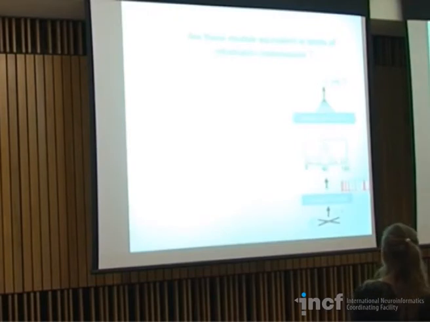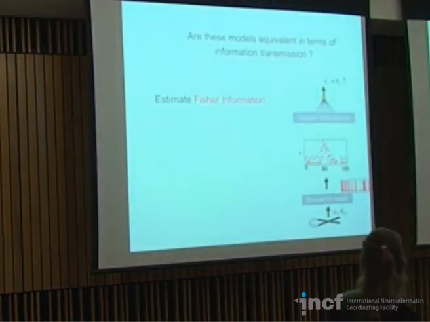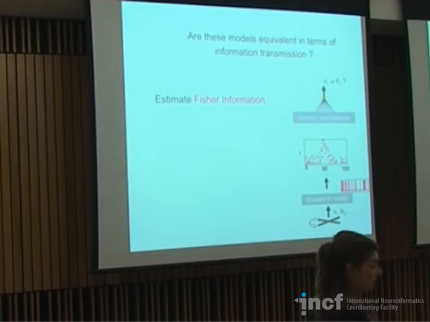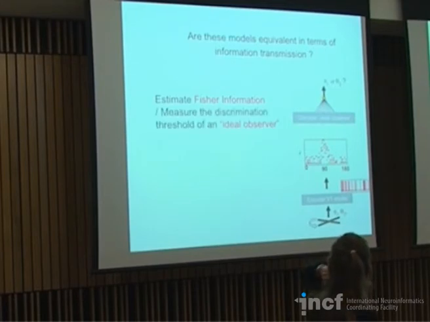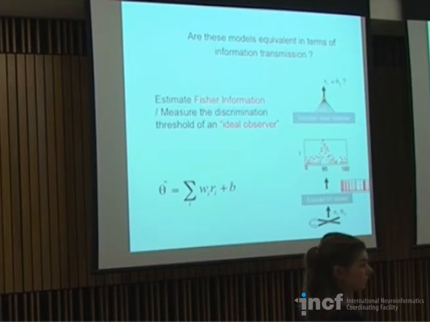Yeah, so the question I've asked is whether these models were equivalent in terms of information transmission. So what I've done is I've done this exercise of decoding from my models to try to estimate Fisher information around a given orientation for the two models. Here I've used a linear decoder, a very simple decoder which I have trained for given input-output pairs that I knew about, and then giving a new input to the model and trying to see what the model would guess in terms of the orientation of the stimulus.